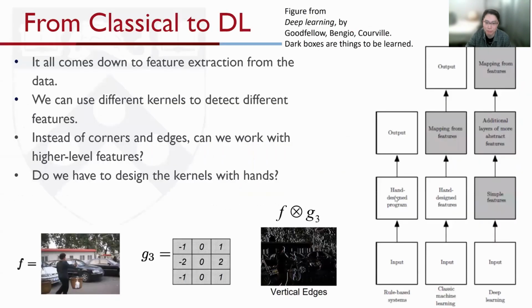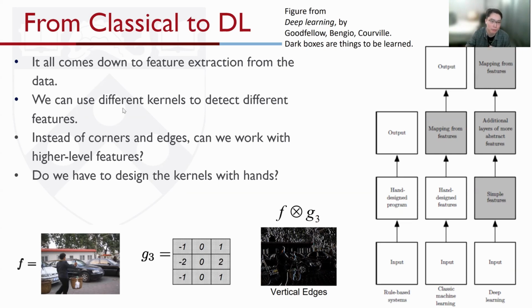Okay, so last time we talked about classical machine vision. And in classical machine vision, one important topic is feature extraction. If you want to detect an object, we have to find its features.